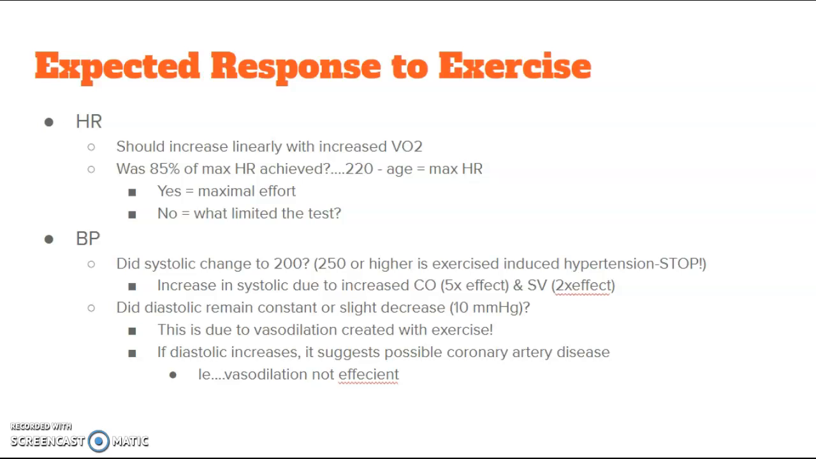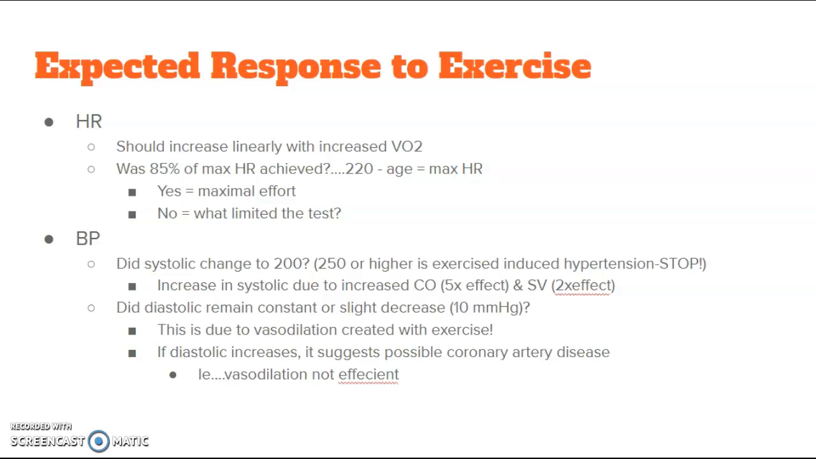Next, you're going to want to consider if the changes that you see are what you expected to happen when the patient exercised. For example, the heart rate should increase linearly with an increase in VO2, or oxygen consumption. So the first thing you want to identify is, did the patient achieve 85% or higher of the maximum heart rate? To find the maximum heart rate, you're going to take 220 minus the patient's age, and that will equal their maximum heart rate. So to find 85% of that, you take 0.85 times the max heart rate.